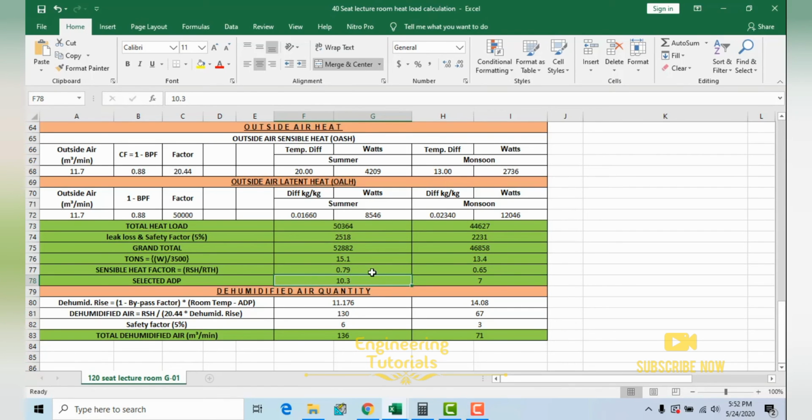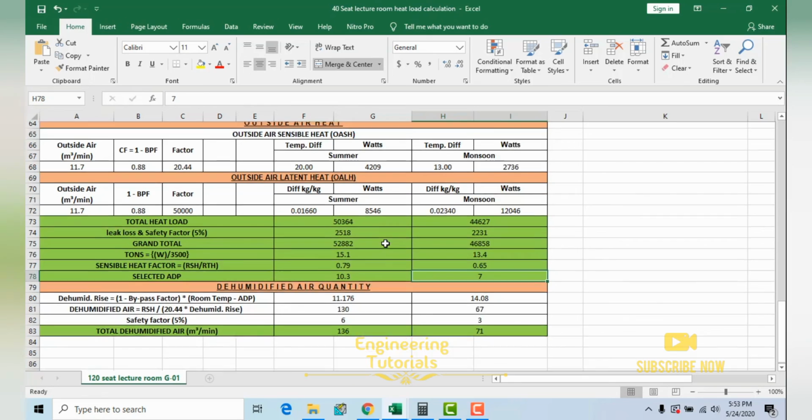If you remember that the heat load calculations I performed in my tutorial number 16 and 17, you can use the same table and chart. I don't have it right now, but I'm gonna add it later, so you can use that chart. And after using the chart you will get the ADP, that is 10.3 degrees Celsius for this summer and 7 degrees Celsius for monsoon.